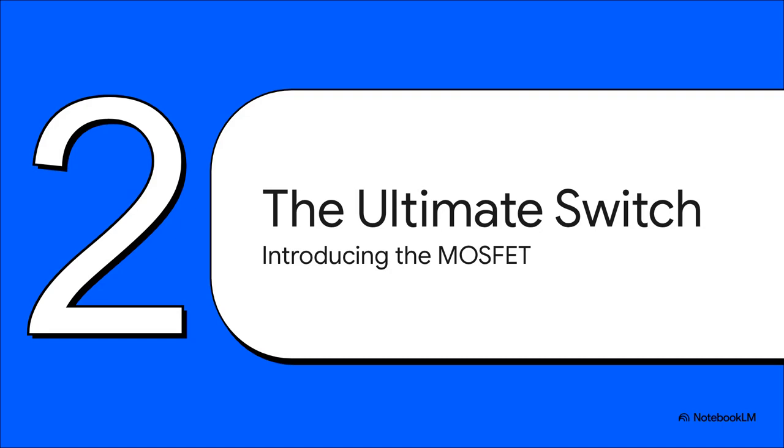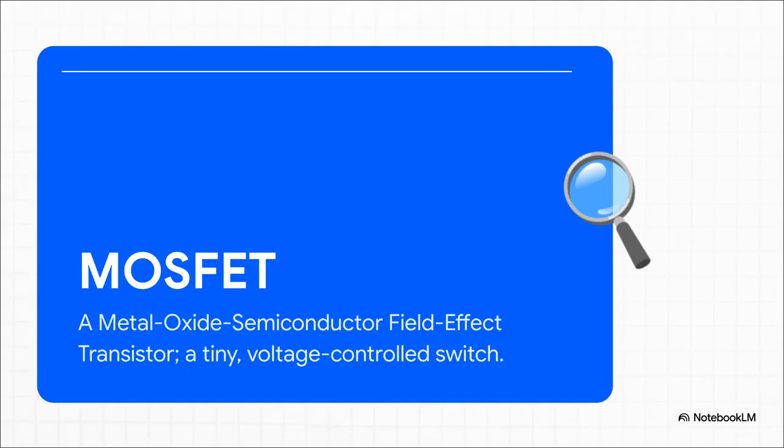Okay, so taming power is step one, but how do we actually make it do something intelligent? For that, we need to go way beyond simple one-way gates and introduce the undisputed king of modern electronics, the MOSFET. Now, MOSFET is a mouthful. It stands for Metal Oxide Semiconductor Field Effect Transistor. But don't worry about that.